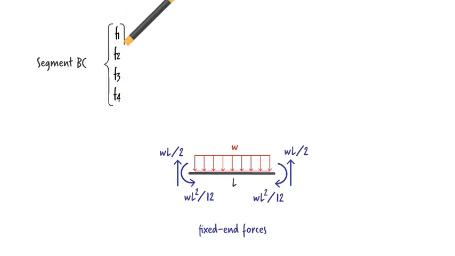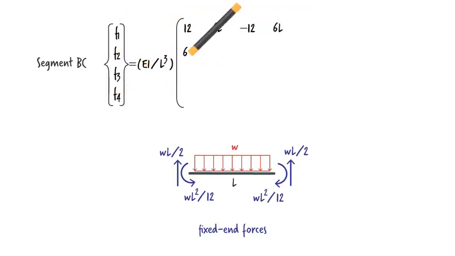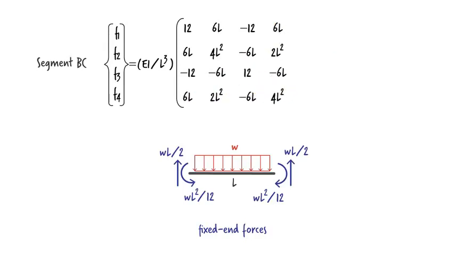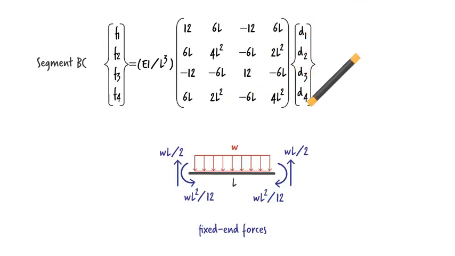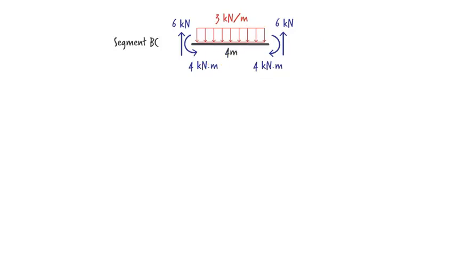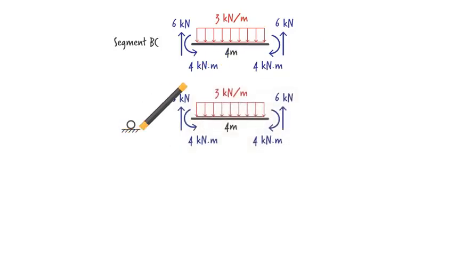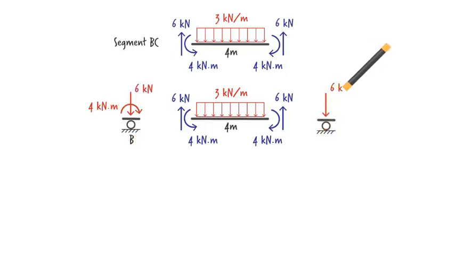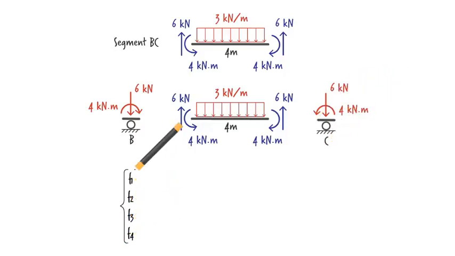Here is the system of equations for the segment. Therefore, the equivalent joint loads for the uniformly distributed load of 3 kilonewtons per meter can be written as... Here is what we get at joint B, and here are the forces at joint C. In addition, the member equations can be written like this.